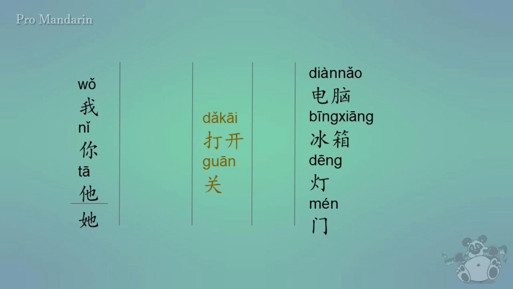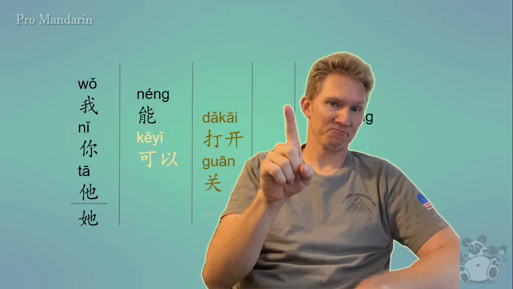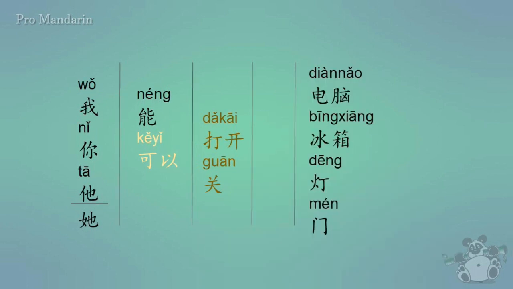All right, so for the next column, we're going to use the word 能, which is can, meaning to be able to do something. 可以, which is can as far as you may or may not do something, or if you're allowed to or you're not allowed to. And then 已经, which means already.